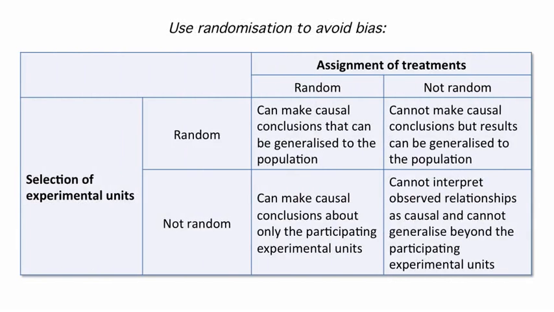The next principle of experimental design is the use of randomization to avoid bias. Recall that we can use randomization in two ways: in the selection of experimental units to participate in the study, and in the assignment of treatments to experimental units. If we've done the first of these, that is, our experimental units are a random sample from some population, then we'll be able to generalize our results to that population. If we randomly assign treatments to experimental units, then we'll be able to make causal conclusions.